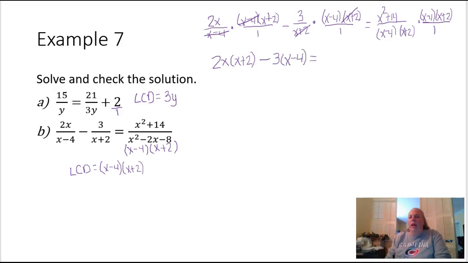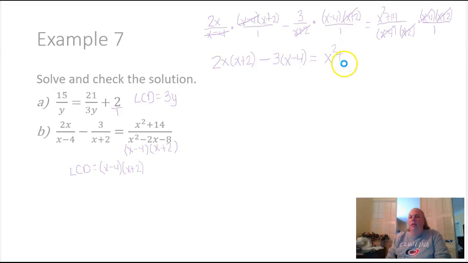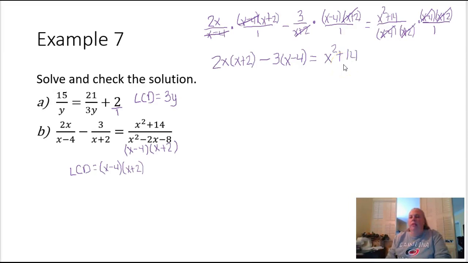And then on the other side, the x minus 4 will cancel with the x minus 4, the x plus 2 will cancel with the x plus 2, and I am left with x squared plus 14, and all of this is over 1. Alright, now I have a nice quadratic equation here that has no fractions in it.